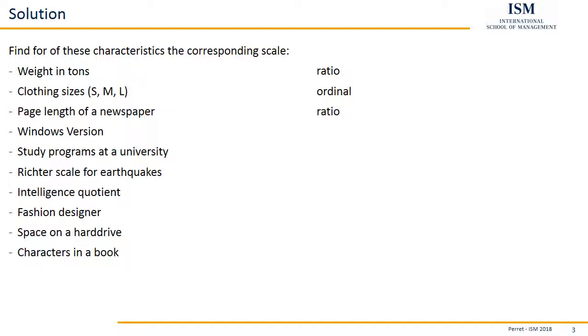Leading us to Windows versions. Windows versions have different possibilities. We have Windows servers, which is clearly outside of the spectrum, making this more or less a nominal scaled variable.